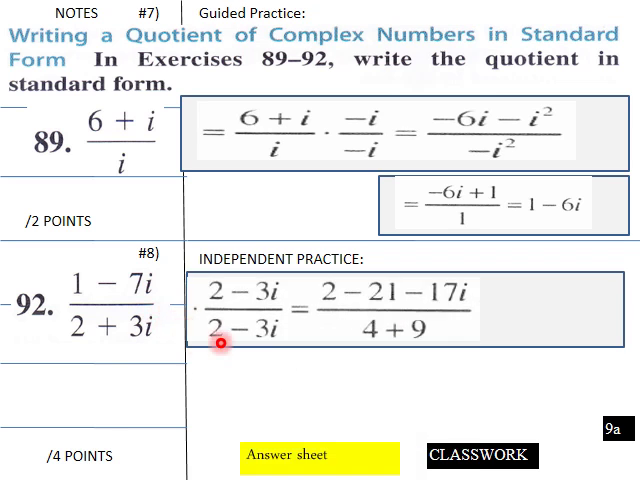And then down here, we're going to multiply this by 2 minus 3i, and FOIL that, and then we get up here in the numerator this amount over 4 plus 9, which is 19 over 13 minus 17 over 13i is our complex number for this problem here. 13 in the denominator, and then our real number is 19 over 13, and then our imaginary is over here.